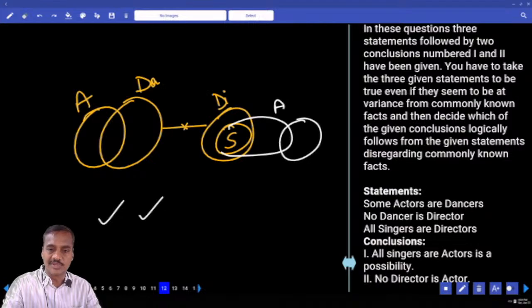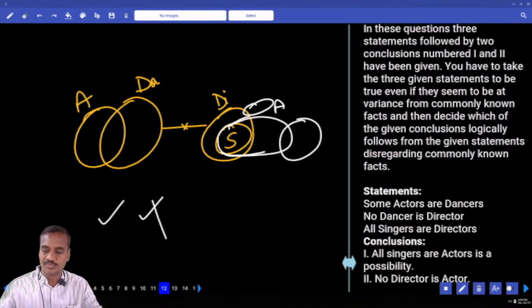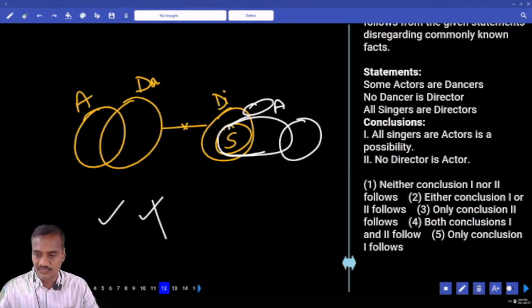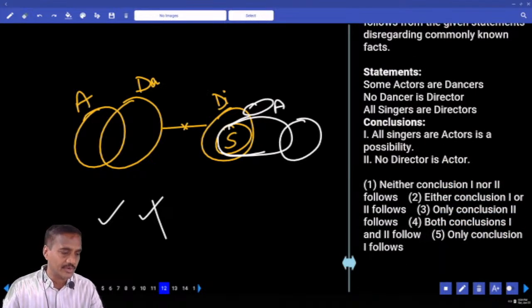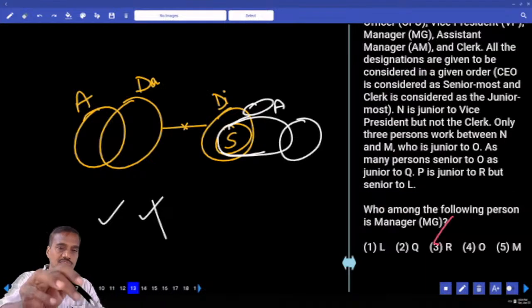ఇది ఫాల్స్, అంటే some directors or actors ఇలా రాసుకున్నాం కదా, ఈ actor ఇలా రాసుకోవచ్చు. Alternate diagram to previous conclusion false. And so only one follows, choice 4, question number, and only one, choice 5, question number 12. Then next one, 13 to 17.